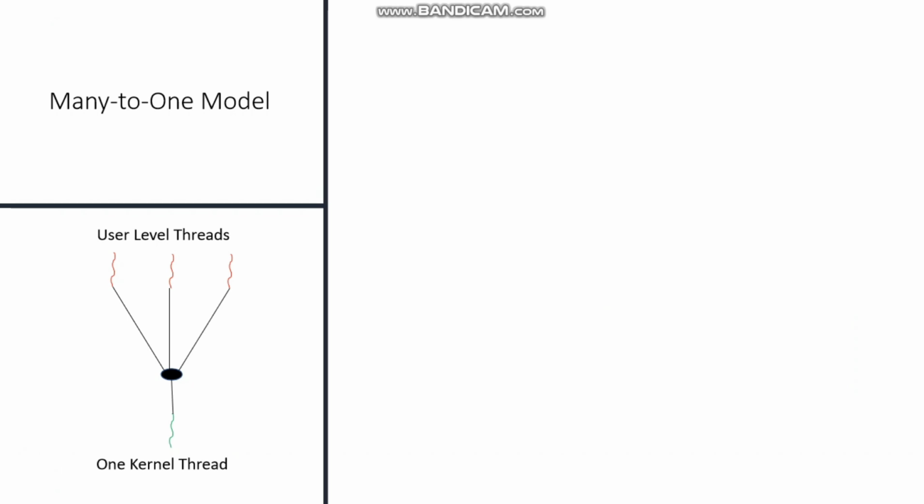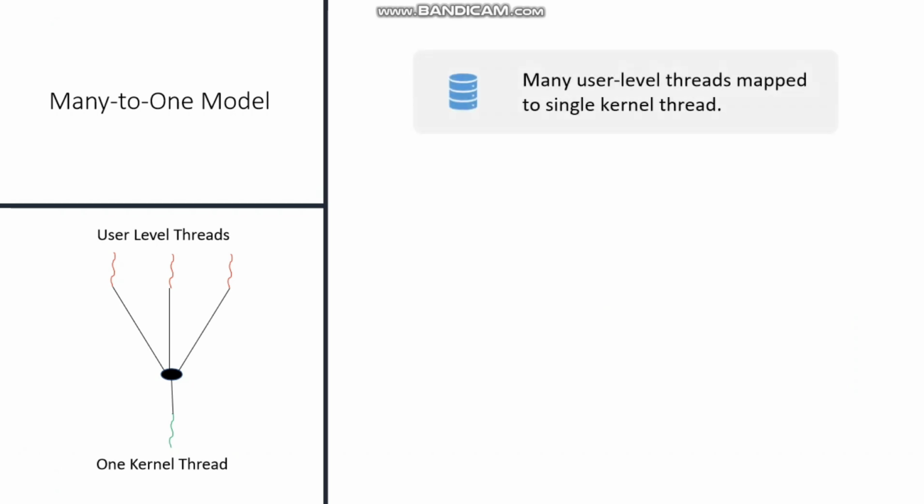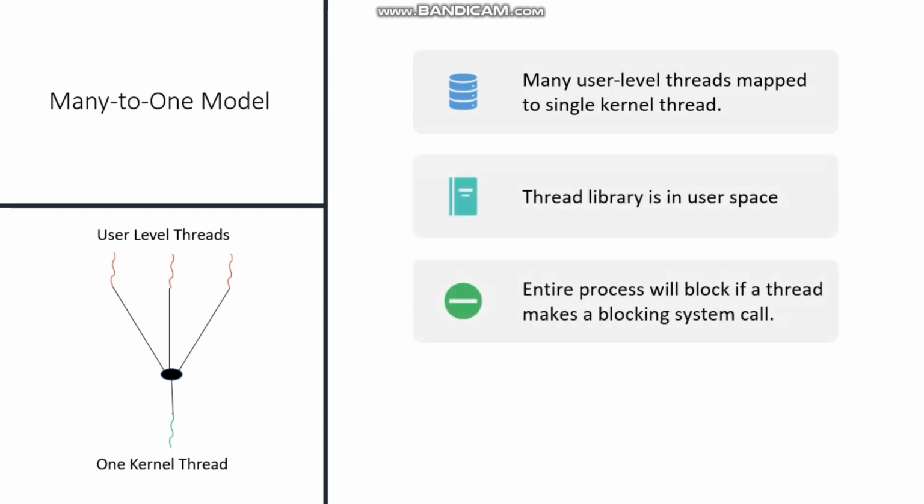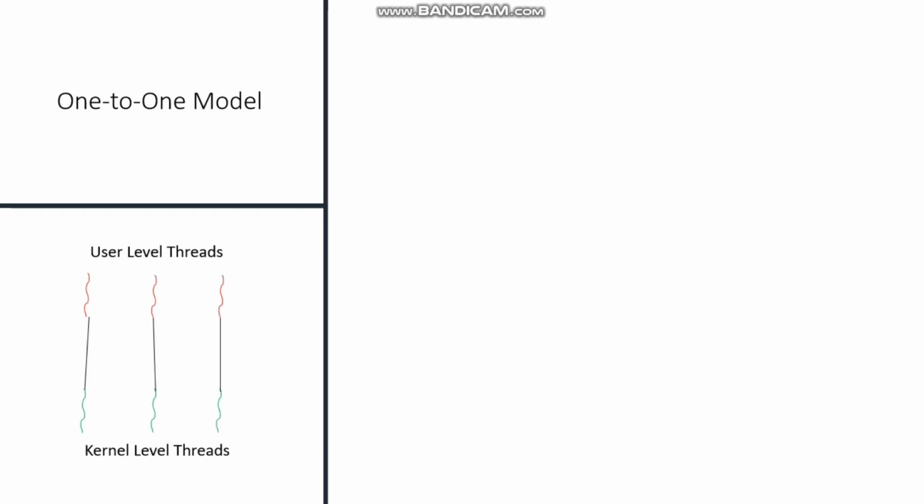In the many to one model, many user level threads map to one kernel level thread. If one of the user level threads creates a blockage, the entire thread is blocked, because the thread library is in user space and a blocking system call blocks everything. This type of model is used in Solaris Green threads and GNU Portable Threads.